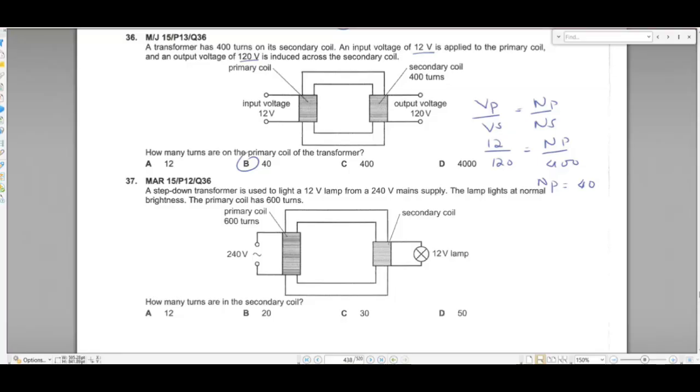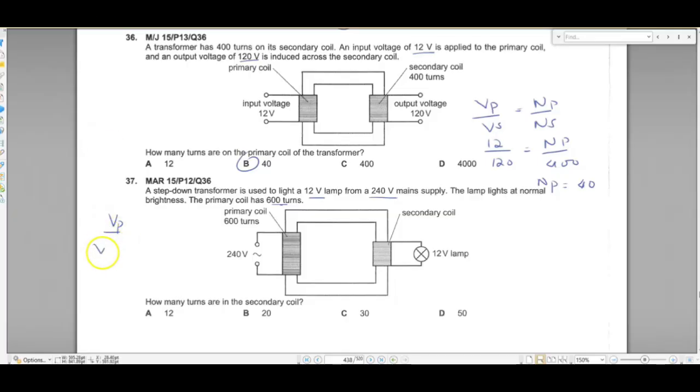Question number 37. A step-down transformer is used to light a 12-volt lamp from a 240-volt main supply. The lamp lights at normal brightness. The primary coil is 600 turns. How many turns are in the secondary coil?